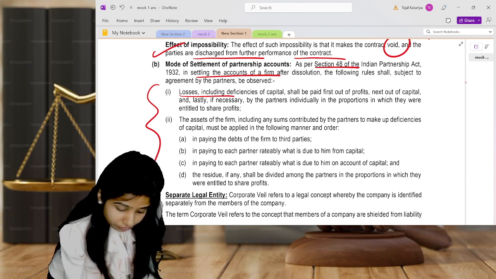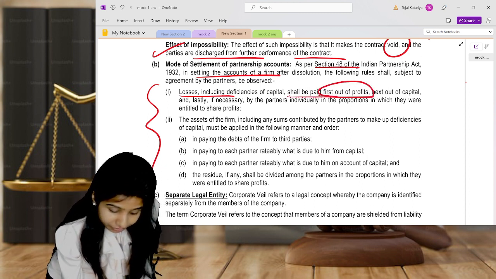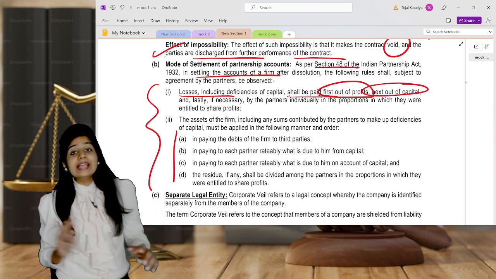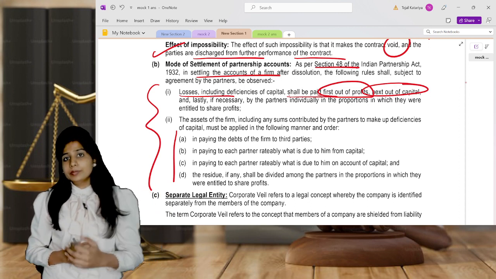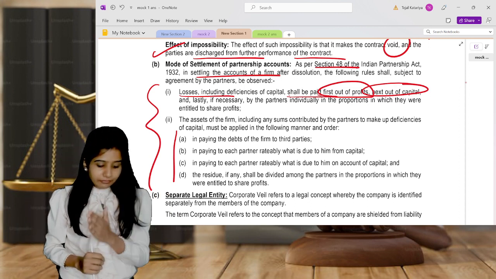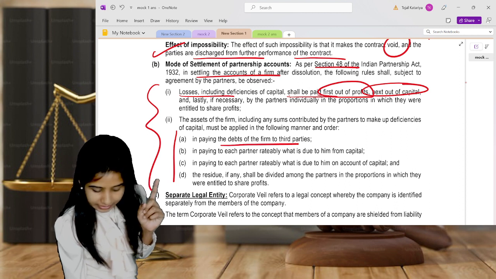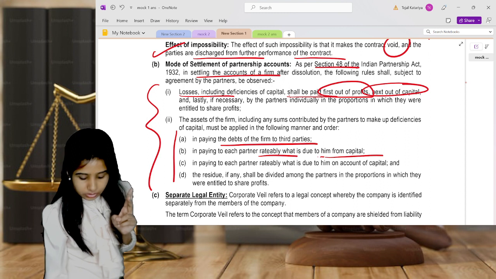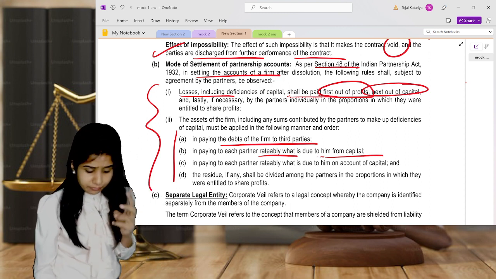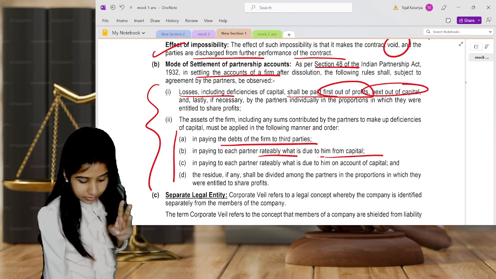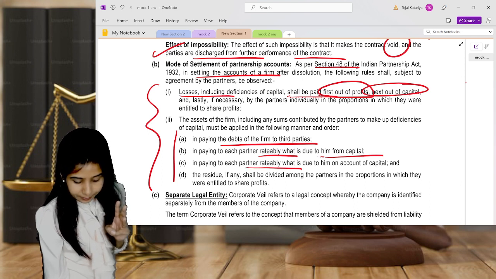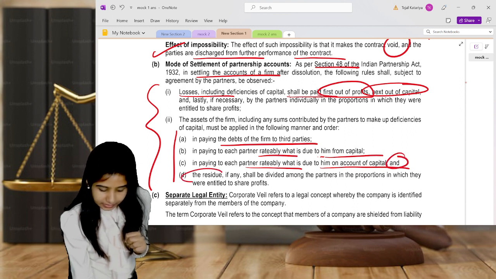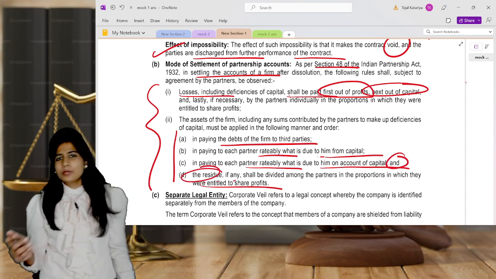So loss or deficiency of capital shall be paid only out of the profits and not out of the capital. That means you're supposed to pay the outsiders first, and only then will you pay the remaining amount to the partners. So following the sequence, first you pay off the debts of the third parties, then pay each partner ratably what is due to him on the capital account, and last, if anything is remaining, share it in your profit sharing ratio.